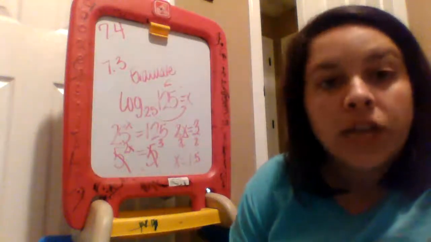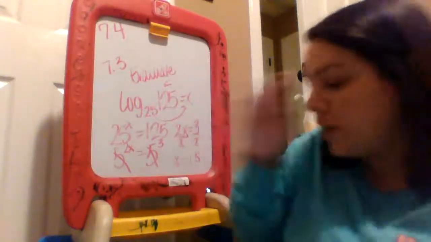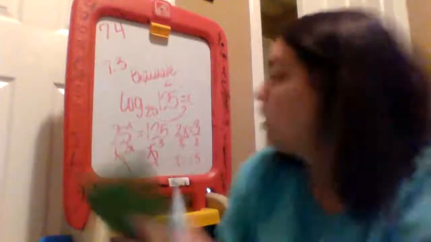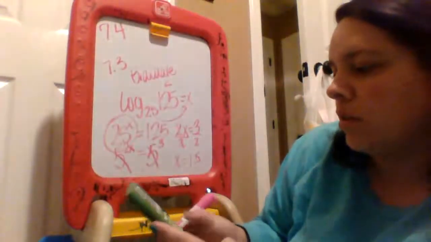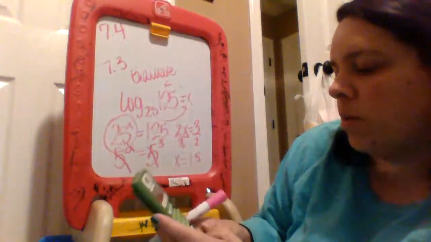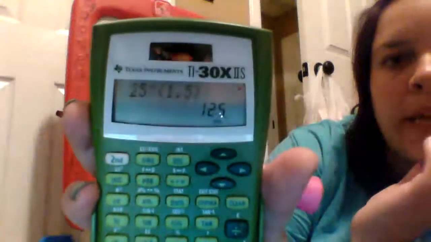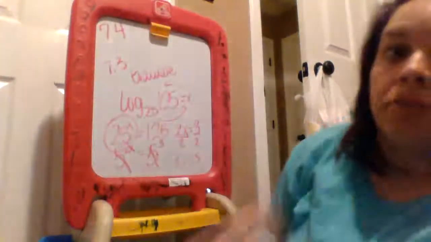If you wanted to check them on your calculator, all you had to do was type this part right here, 25 to the 1.5 power. And you see that it's 125, which is what it should be.